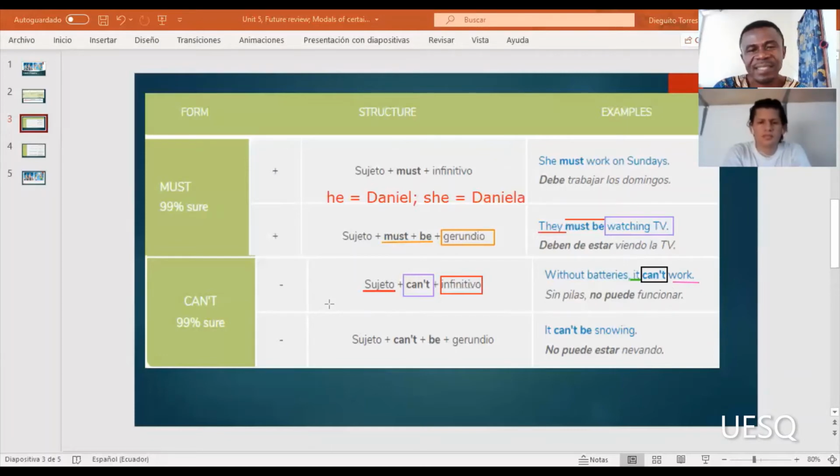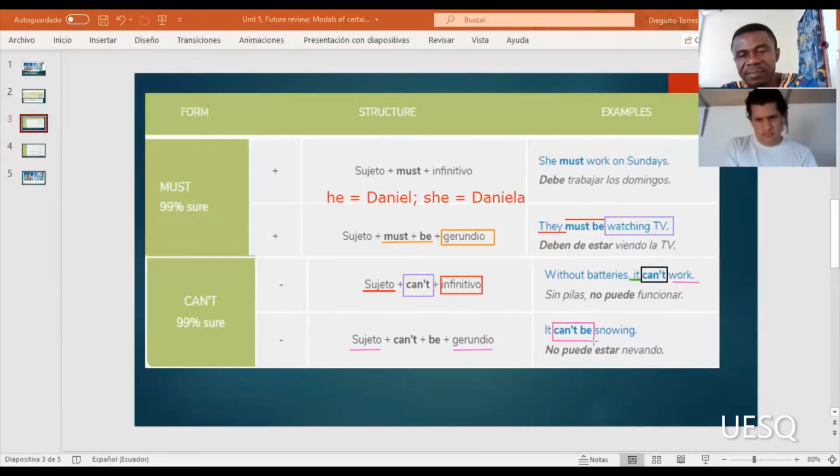Okay, it's a similar example. So let's see, just below that, there's another example. This time it's can't plus be. So let's see how that one also works. Subject plus can't plus be plus gerund. So for the example, you have: It can't be snowing.